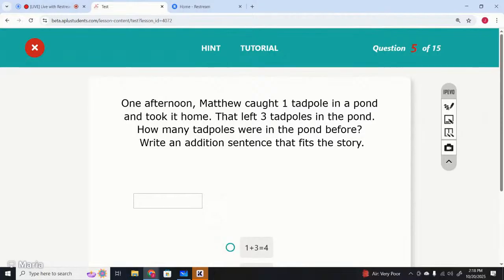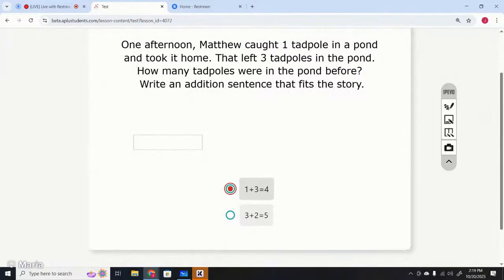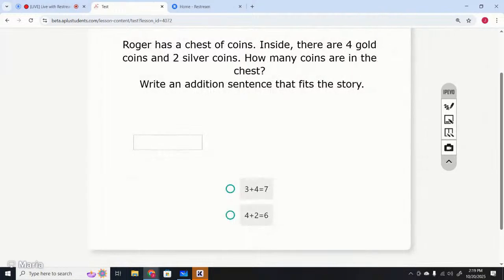One afternoon, Matthew caught one tadpole in a pond and took it home. That left three tadpoles in the pond. How many tadpoles were in the pond before? That is 1 plus 3 equals 4. Option number 1 is the correct option.